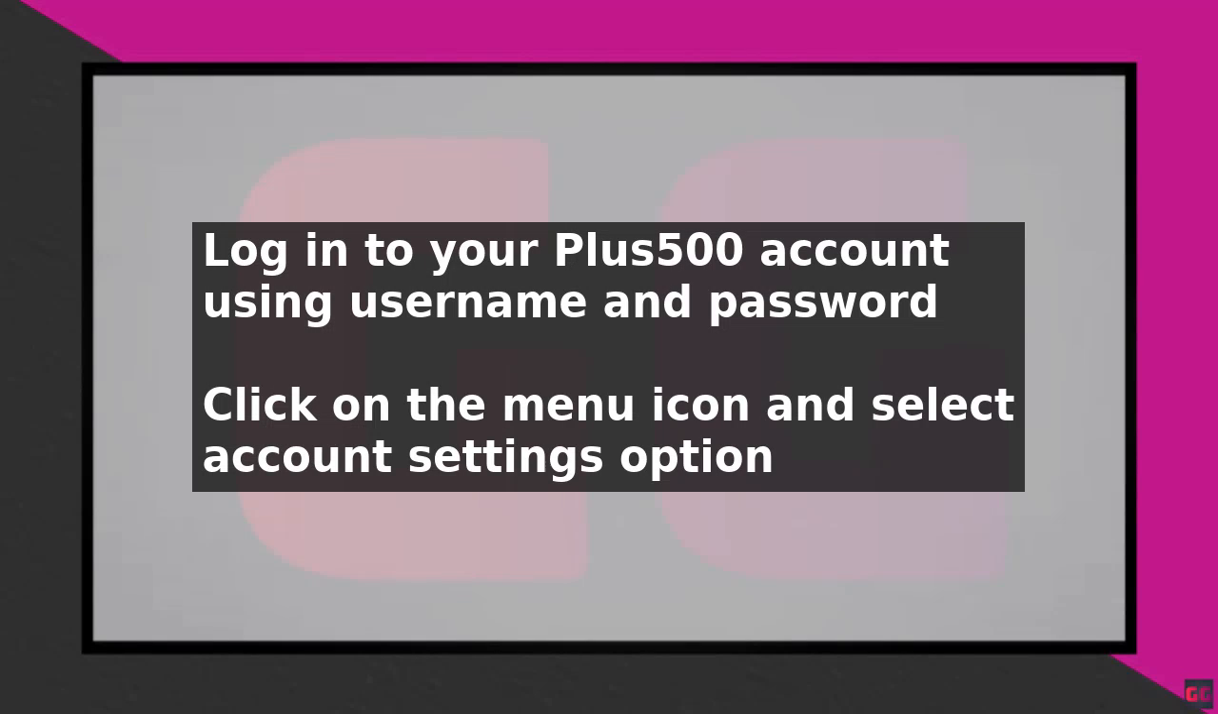To change currency on Plus 500, you need to follow a simple step-by-step process. First, log into your Plus 500 account using your username and password. Once you are logged in, click on the menu icon, usually located at the top right corner of the screen. From the drop-down menu, select the Account Settings option.